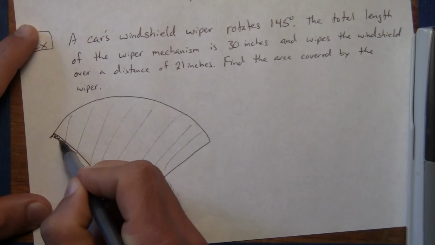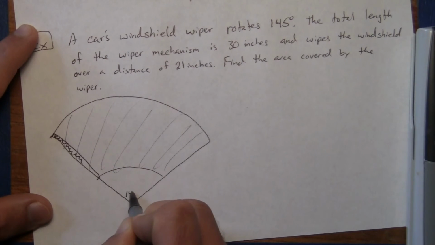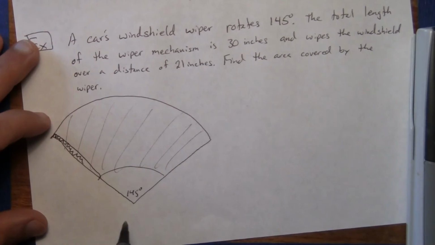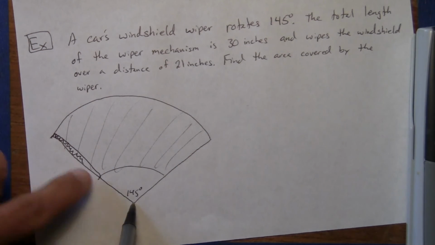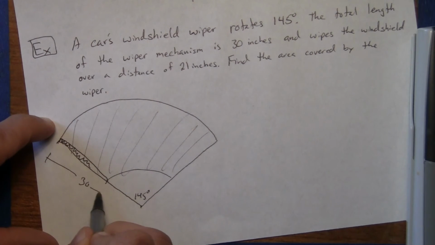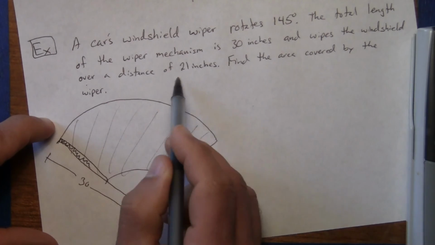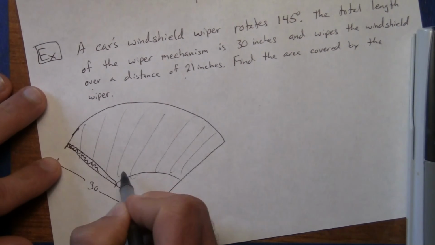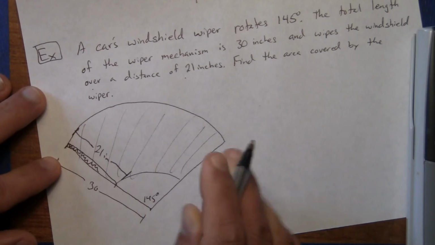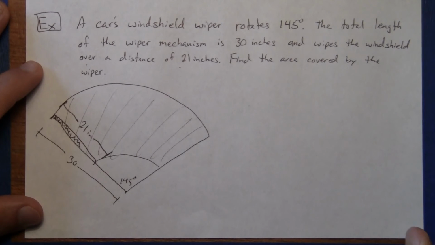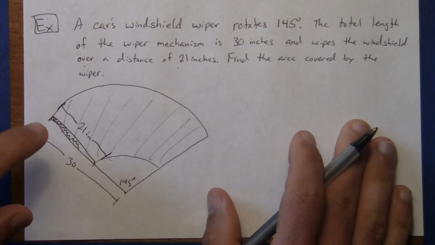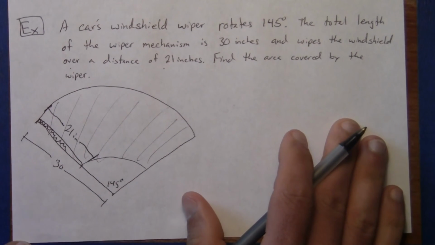What they are saying is that this is 145 degrees, what is rotating. They're saying that the wiper mechanism, from the point where it's attached to the car to the end, is 30 inches. And then it wipes over a distance of 21 inches. That's the actual part that's being wiped here. That can be a little confusing in terms of what they're saying. So that's what they're getting at. That's the picture that you would be looking for. If that helps you out, great, then you can start to go from there.